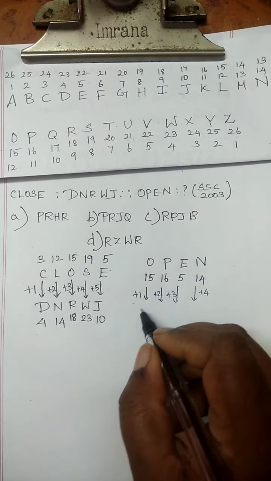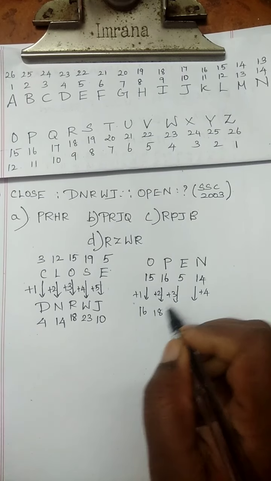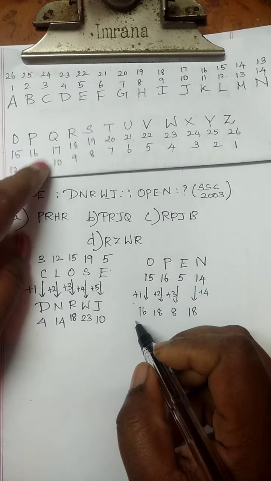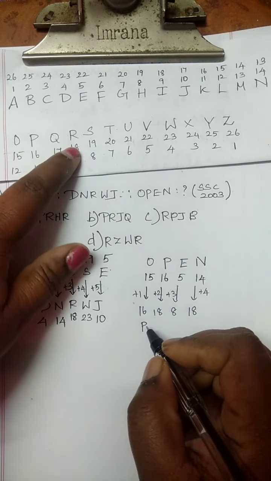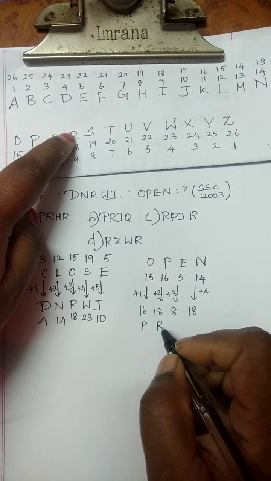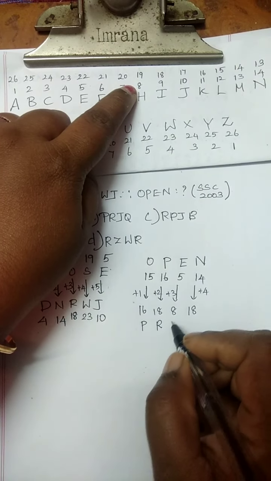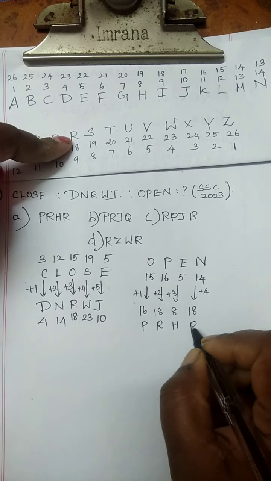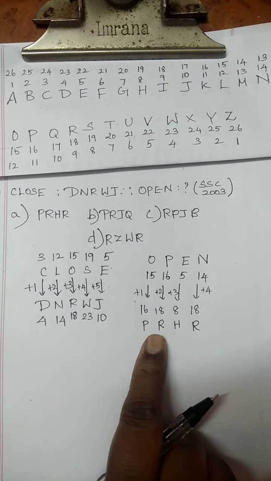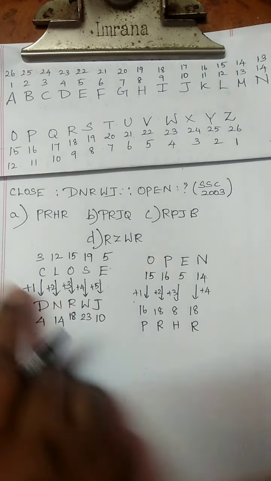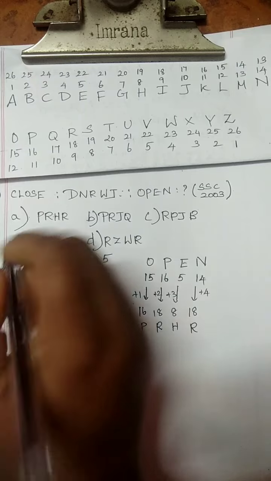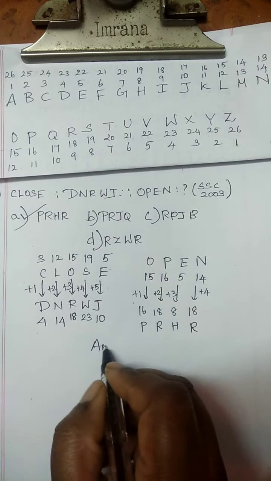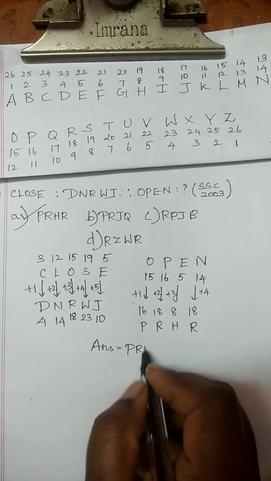What will we get? 16, 18, 8, 18. Number 16 is P. Number 18 is R. Number 8 is H. Again number 18 is R. So the answer is PRHR. Option A is PRHR. So option A is the right answer.